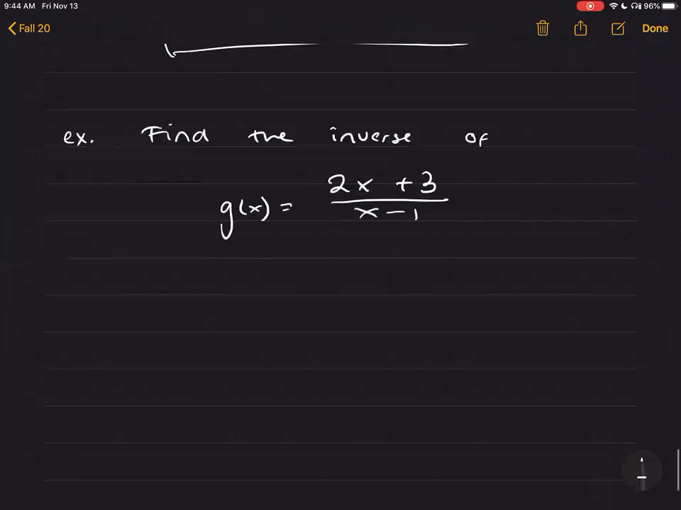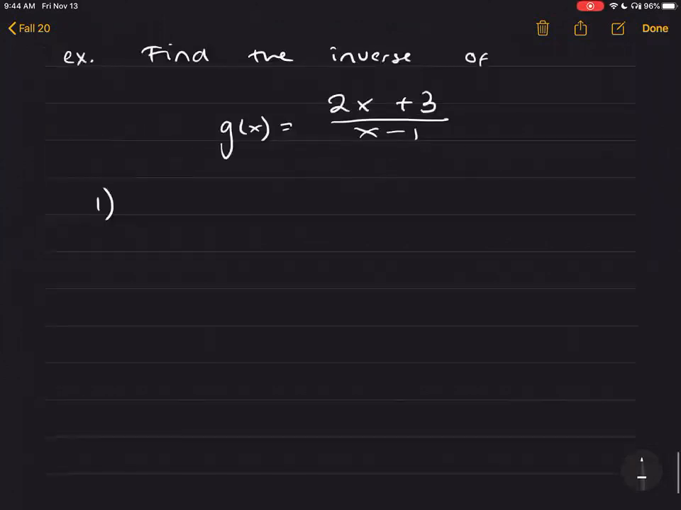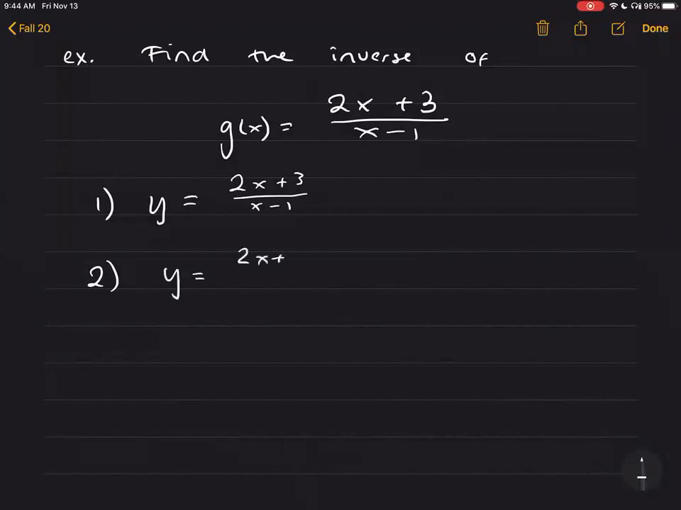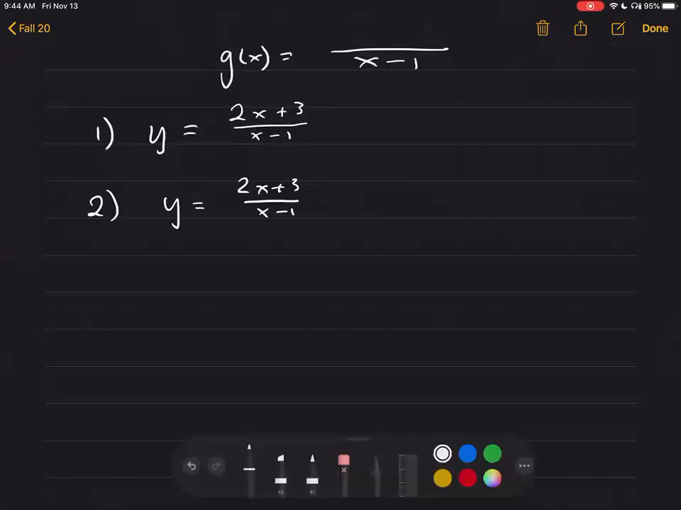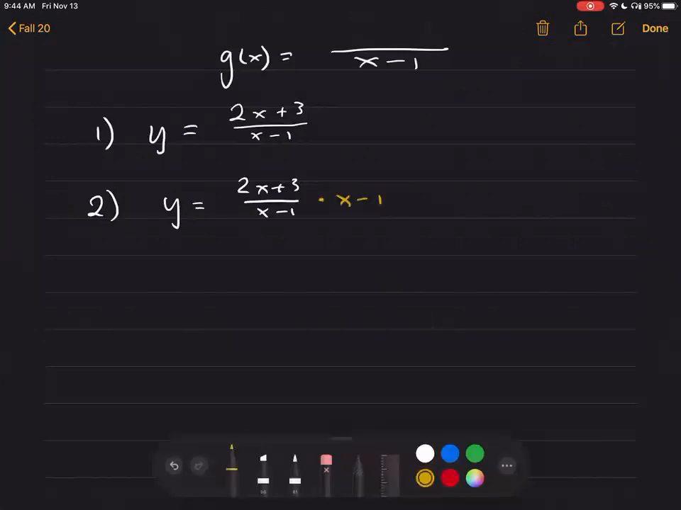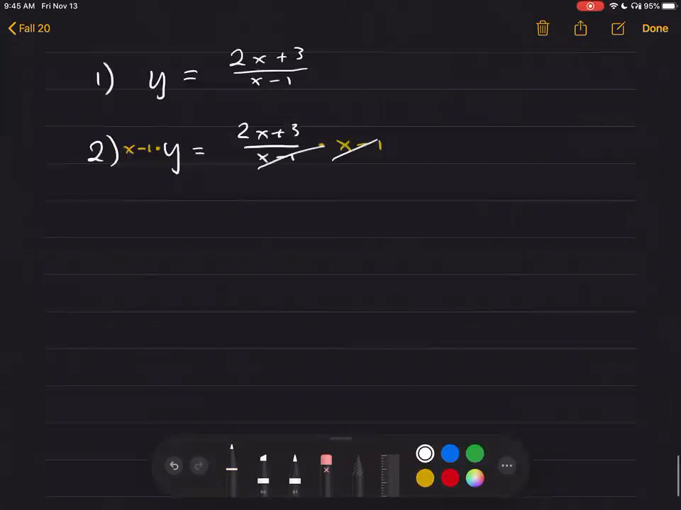So first off, we need to write y equals g of x. So that's going to be y equals (2x + 3)/(x - 1). And now we want to solve for x. So we start with this. And now what I'm going to do is multiply both sides by x minus 1. And so what that's going to do is cancel the denominator, and we're going to get (x - 1)y equals 2x plus 3.